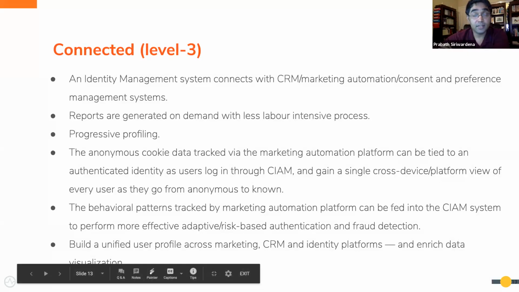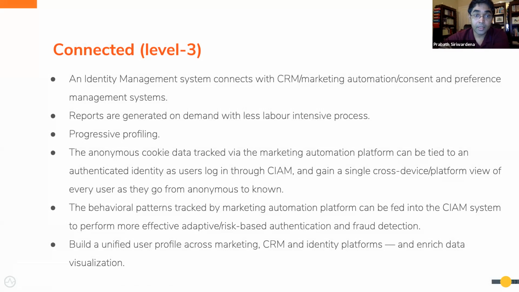Level 3 is the connected phase. This is the phase where you start integrating your IAM system with your CRM system, marketing platform, e-commerce platform, CMS, data management platform, and others. This helps in building a unified view of your customer, so you can see how long it took to nurture an anonymous lead into a loyal customer.